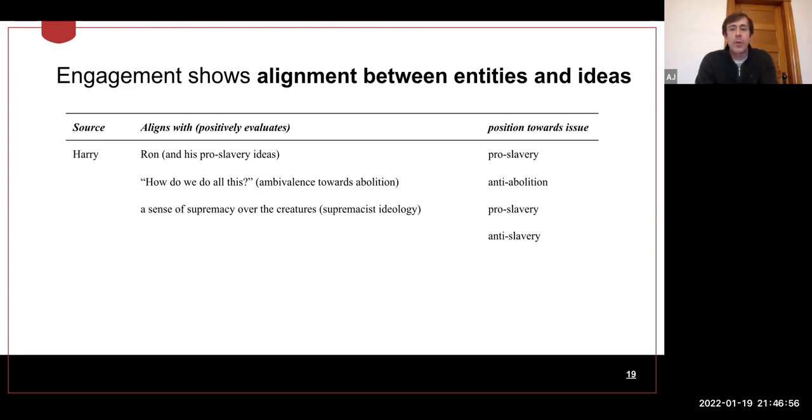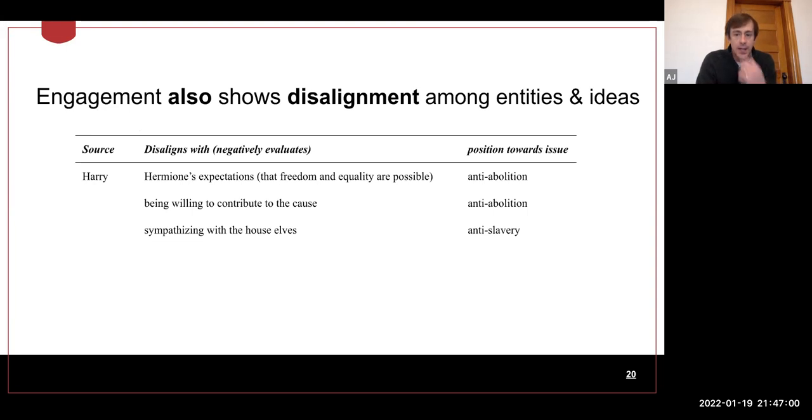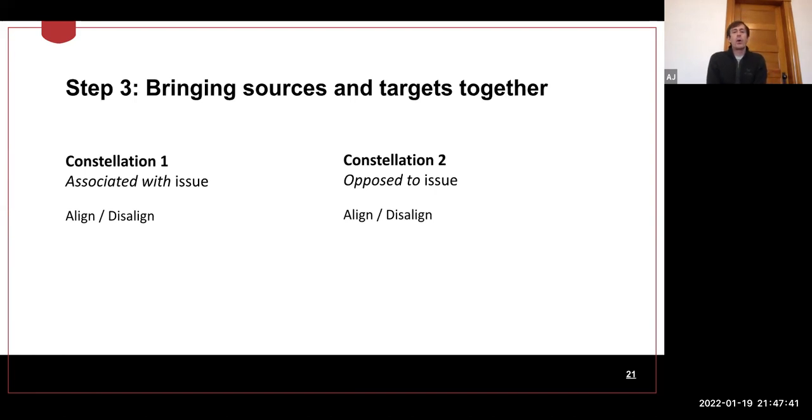So engagement shows us alignment between entities and ideas, but it also shows disalignment among entities and ideas. In these examples, we have Harry disaligning with Hermione's expectations, those being that freedom and equality are possible, which creates an anti-abolition stance. Harry's also disaligning with being willing to contribute to the cause, so therefore again anti-abolition. And Harry disaligns with sympathizing with the house elves. He cannot sympathize with the house elves, which makes him pro-slavery. Sorry.